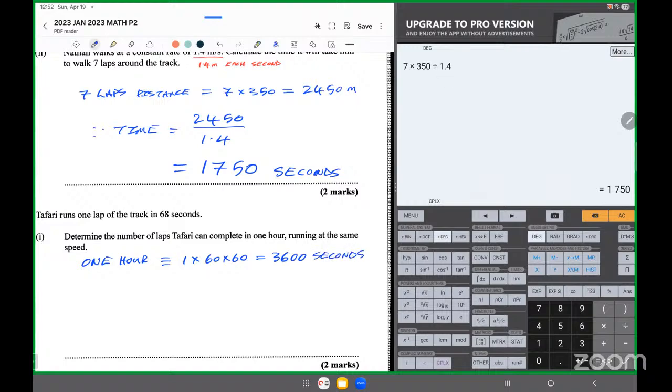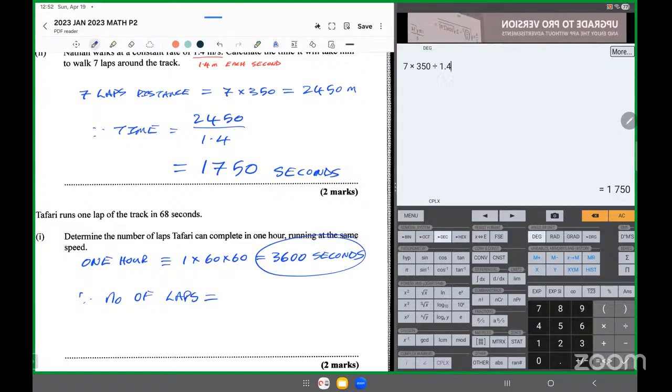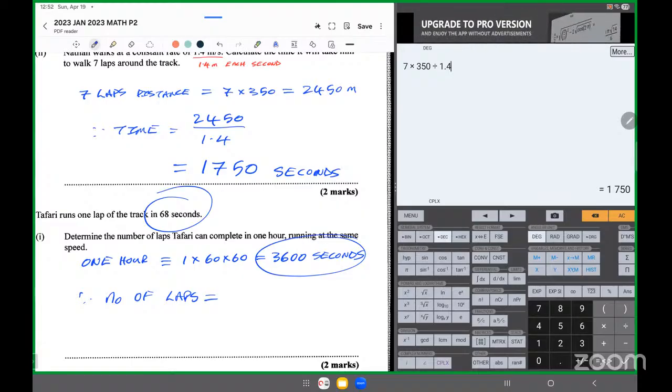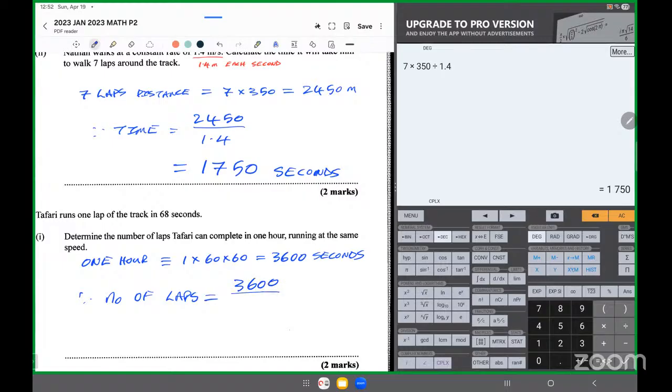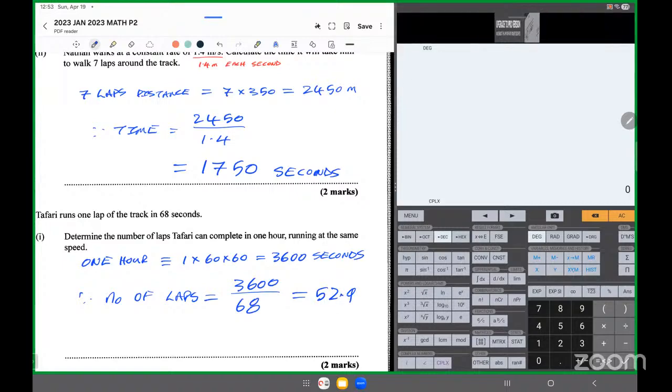Right? Therefore, the number of laps is going to be the total time, 1 hour, divided by the time that it takes each lap. And so it's 3,600 divided by 68 equals, okay, 52.9. So you get 52.9 laps.